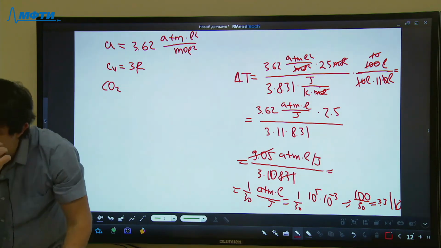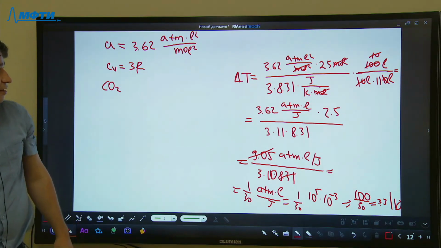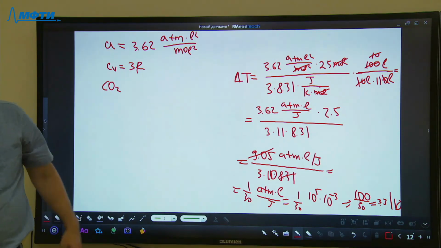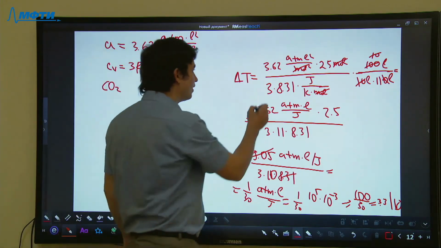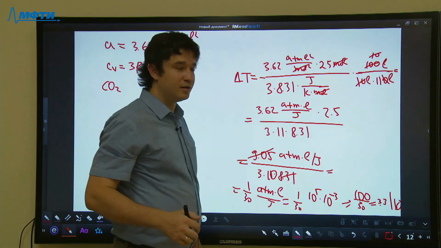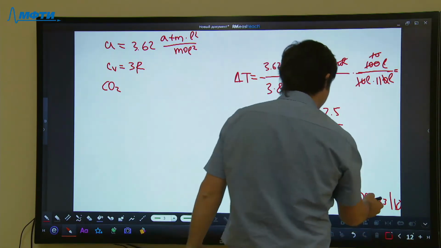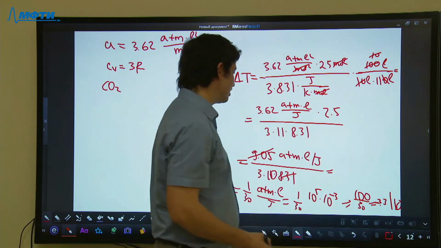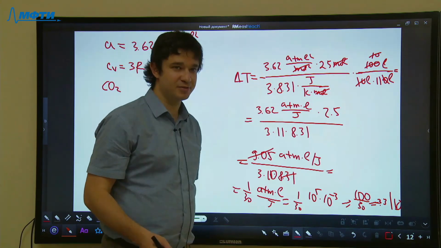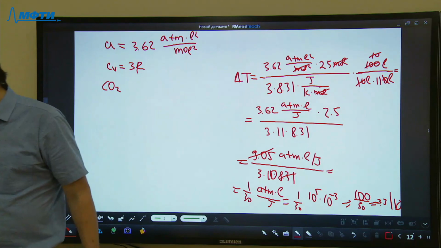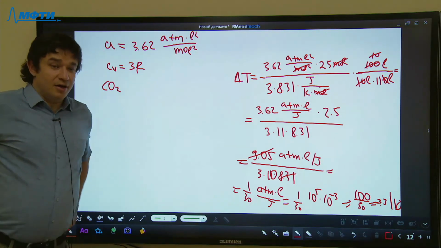Well, it says minus 3 kelvins. Okay, I got the sign wrong. In the formula we had minus here, and I have forgotten that minus. So I was doing all of those calculations, but I was still wrong by 10%. Well, unfortunately. Okay, thank you for attention.